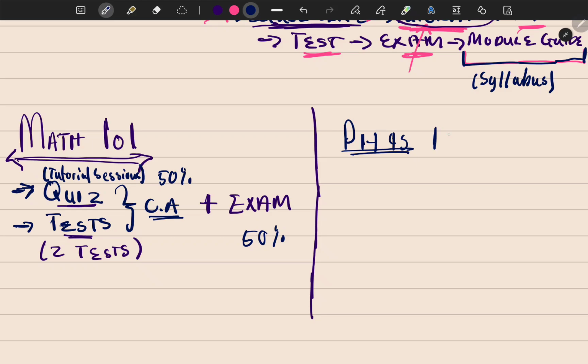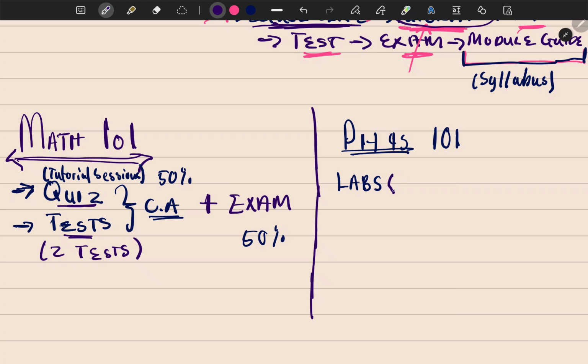Now, Physics 101. What do they have in this one? In physics, they have the labs. Remember, a lab is graded. A lab is graded, and it's a very powerful thing. You want to have a good CA? You've got to pass your labs.